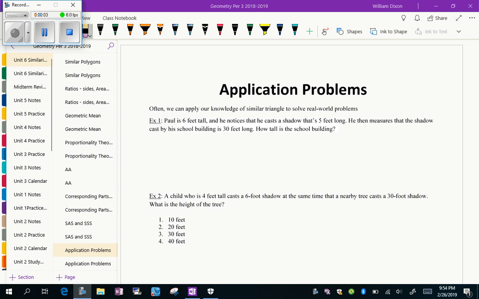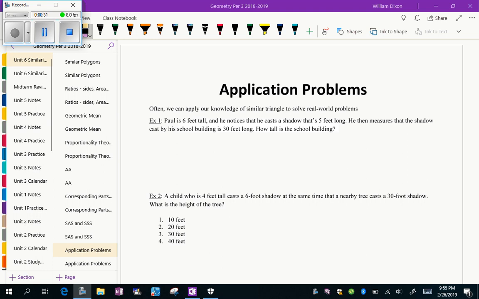All right, in today's lesson, what we're going to talk about is application problems. So what we're going to do is apply what we've learned in similar triangles to real world problems. I think this is pretty cool actually, because we can find different measurements without actually measuring the objects, but applying the similar triangle theorems that we've learned in the past. So let's jump right in and do example number 1.